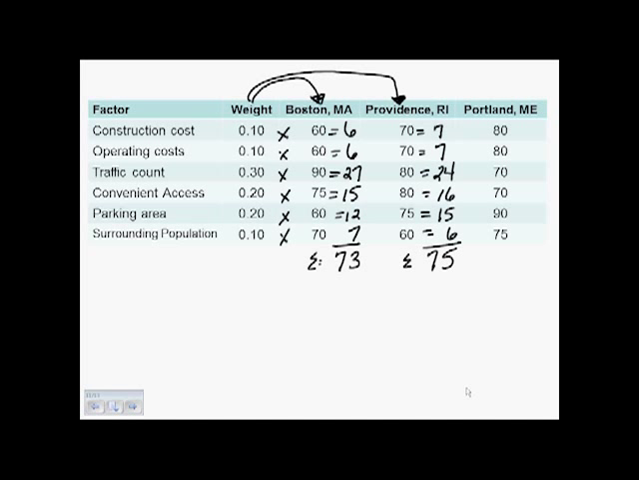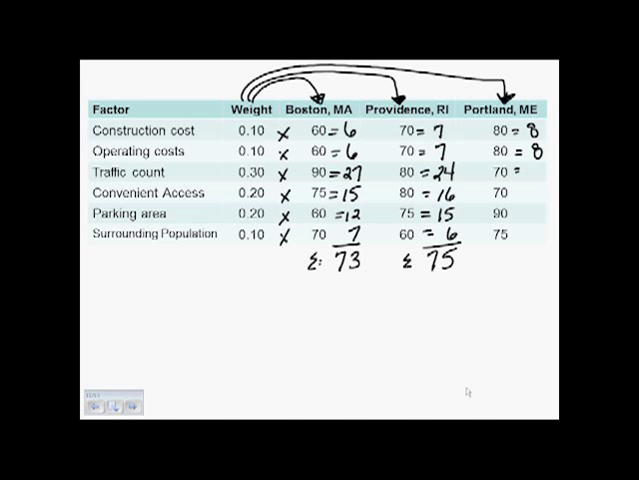Using our weights again now, let's go to our third site and multiply them out for Portland, Maine. Portland, Maine received 80 points for the construction cost with a weight of 0.10. That's going to give us 8. Operating cost also had 80 points in Portland, Maine, and with a 0.10 weight, it's again 8.